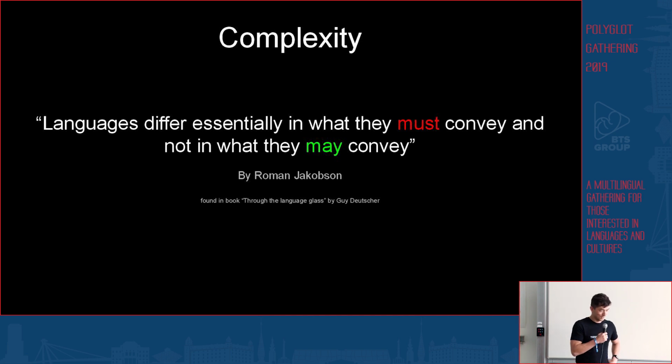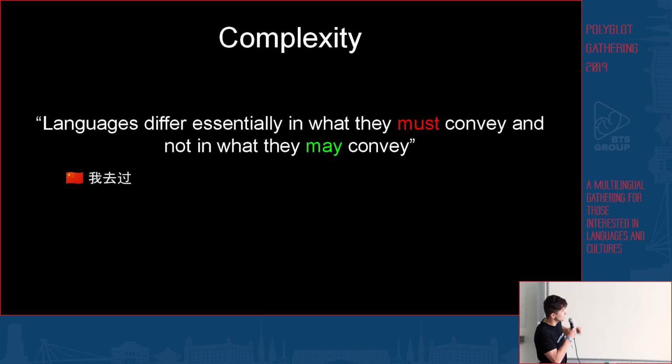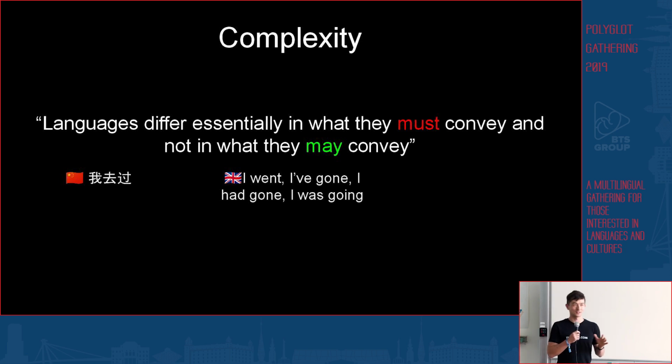It's very similar with programming languages. They are equally powerful, most of them, but they differ in what they must convey. Let me give you an example. There's supposed to be a Chinese flag here, but it's messed up. In Chinese, when you say "我去过" and you want to translate it into English, it gets a bit complicated, because you can translate it into I went, I've gone, I had gone, depending on whether there was an action before the action you are talking about, and all those details.